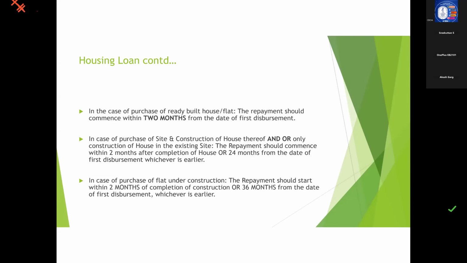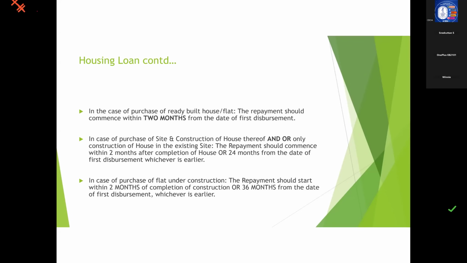Suppose he is completing the house next month, then the repayment holiday he can get is 2 months. Suppose he has started construction from now onwards, then he has got 24 months to complete the construction, within which he has to start the repayment. So 24 months is the holiday period which we can give to the customer for completion of the house wherever we have given a loan for purchase of site and construction of house thereon. It is applicable for construction of house alone also. That is, suppose the party is already owning a land on which he is going to construct a house. Then he has to complete the construction within the same period. So altogether, how many months is he getting for completion? It is 24 months for completion of the house.